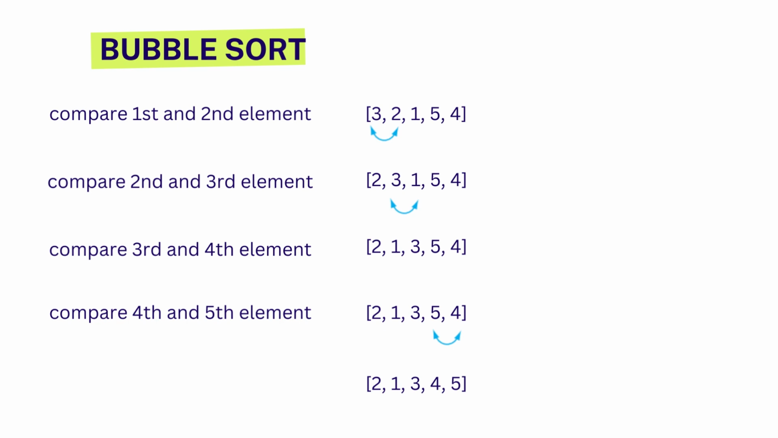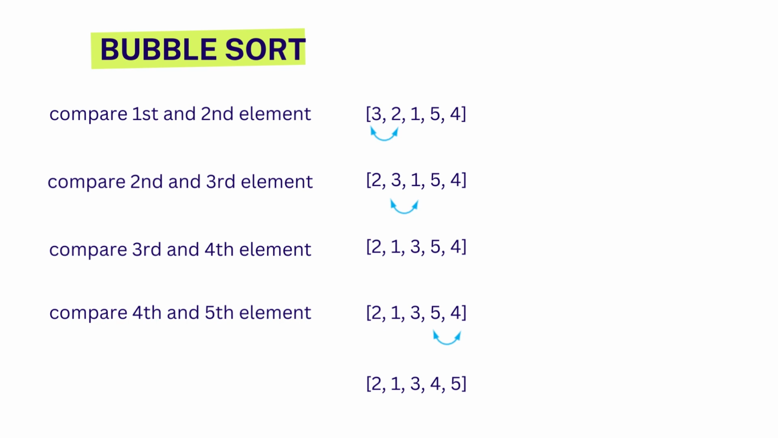And then we'll move on to the next pair. Next, third and fourth. They are in the right order, so we will keep them as they are. Then we move on to the fourth and fifth elements. They are in the wrong order, so we will swap them. So that's the first iteration. We just compare 1 and 2, 2 and 3, 3 and 4, 4 and 5, and so on, until we reach the end of the list.